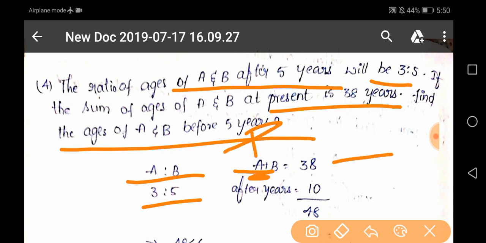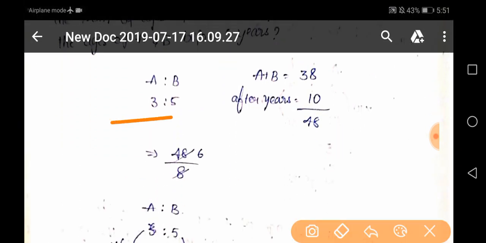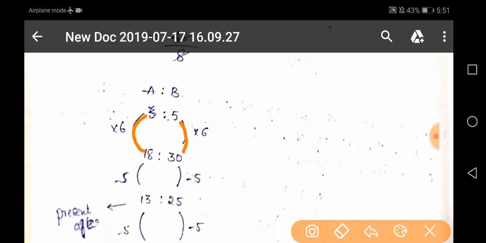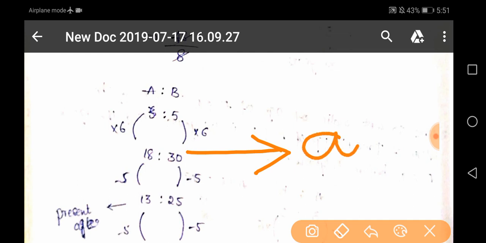But what we have to find out, at present they have given, but we have to find out after 5 years. So after 5 years means obviously we have to add 10 years, that is 5 each for A and B. So you got 48. So 48 by the sum of the ratios, 8, is 6. So 3 is to 5 into 6. So 3 into 6 is 18 and 5 into 6 is 30. This is fine, okay.